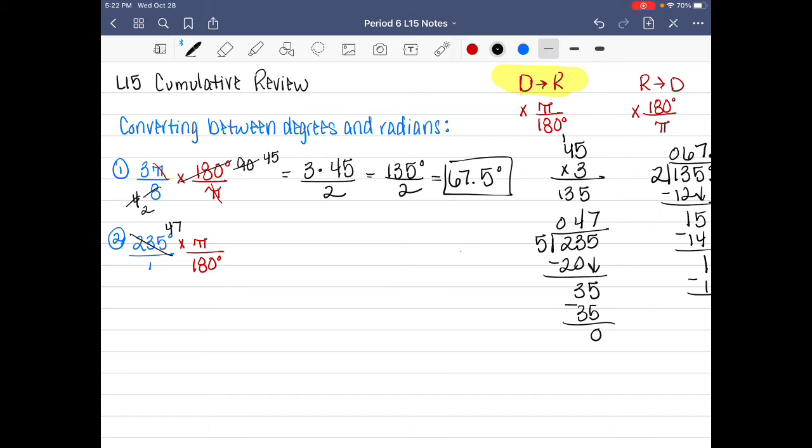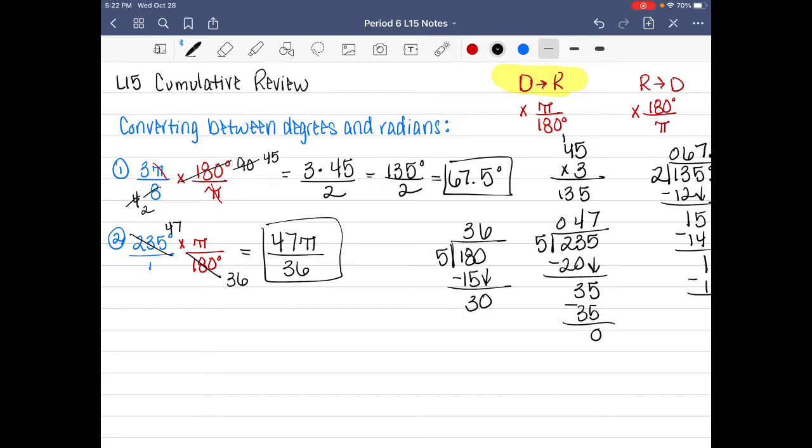And then now let's do 180 divided by 5, right? 5 goes into 18 3 times. 3 times 5 is 15, remainder 3, bring down the 0, and then 5 goes into 30 6 times. So when we divide 180, we get 36. And then now I can multiply straight across, and that's going to be 47 pi over 36.